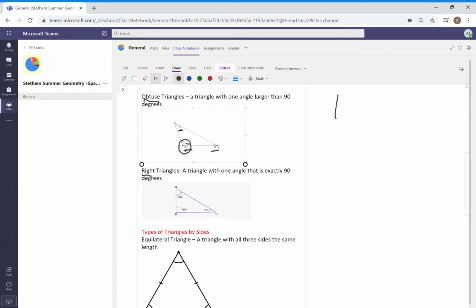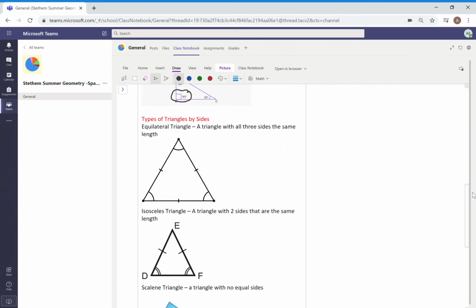Finally, we have right triangles. It's a triangle with one angle that is exactly 90 degrees. Only one needs to be 90. Only one can be 90. So if you see here, we have a 30, a 60, but right over here we have that 90. You should also notice 90 gets marked with this box. So 90s tend to be corners. You may just see a box there, but if you see that box, that means it is 90 degrees and it is a right triangle. So that's classifying triangles by their angles.